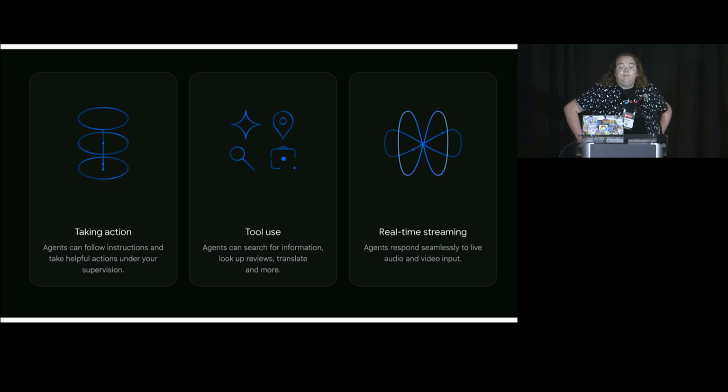Gemini 2.0 and beyond, so from Gemini 2.5 as well, has brought a lot of new features for agentic AI experiences. Things like built-in tool use, actually taking actions based on what you're asking them to do, as well as real-time streaming, where you can have a real conversation back and forth with the model.